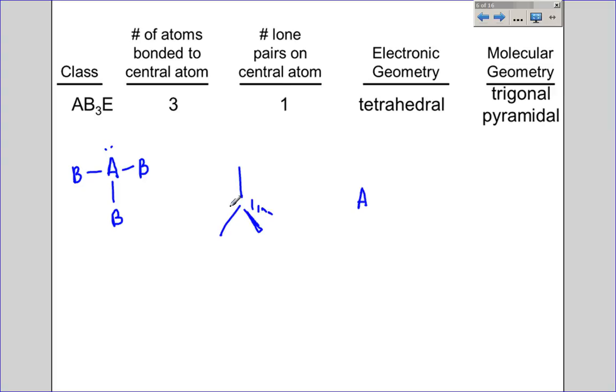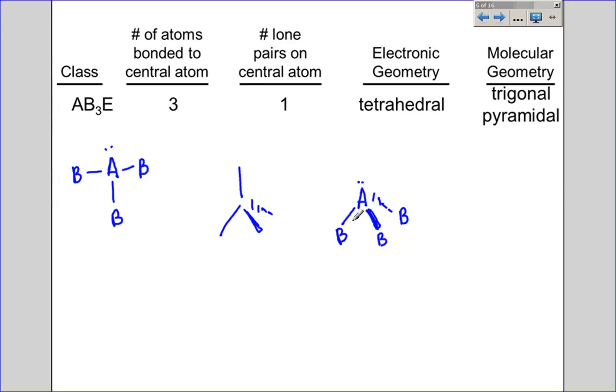Because the angles are all the same, it really doesn't matter where you put the lone pair in this particular diagram. I like to put it on the top so that I can see the trigonal pyramidal geometry that results. So this is a little pyramid.